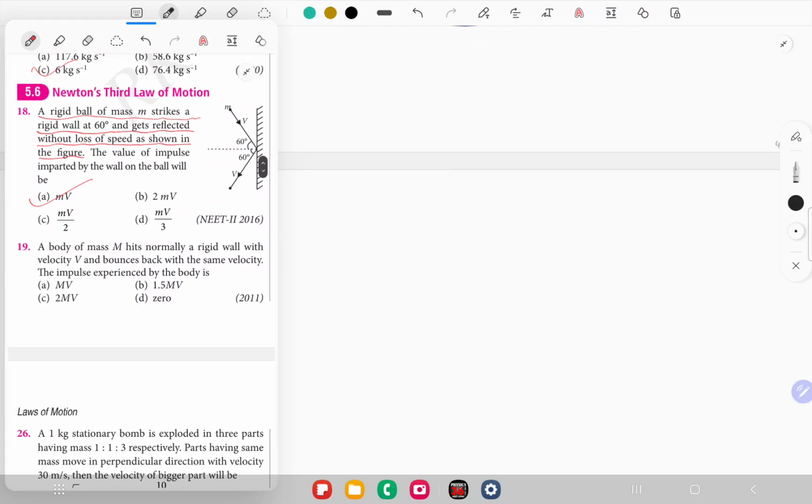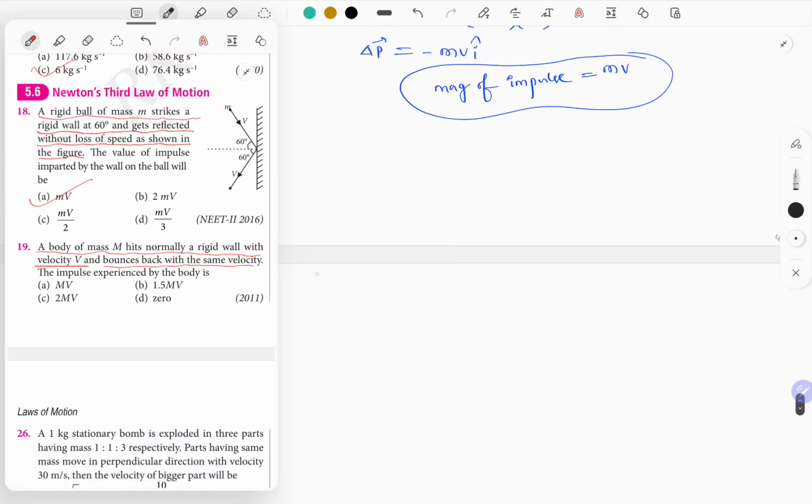Question number 19. A body of mass capital M hits normally a rigid wall with a velocity v and bounces back with the same velocity. Let's say this is a rigid wall. A body of mass M hits normally a rigid wall with a velocity v. So after hitting, it bounces back with the same velocity, mass M, velocity v. Okay.